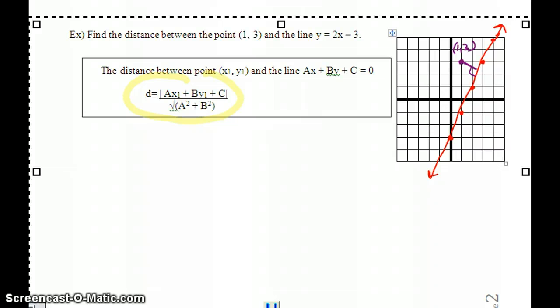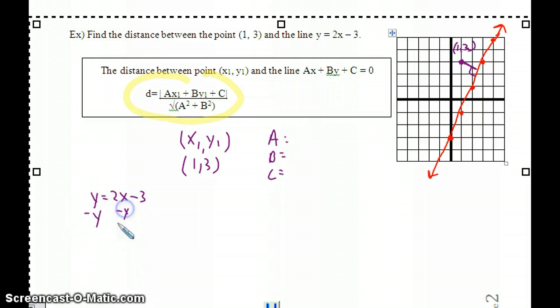x1, y1 is just the point. So for our problem here, that's going to be 1, 3. A, b, and c: you'll notice that a is the number in front of the x term. So for our problem, we would think that it would be a 2, but it's not going to be, because our problem has to be equal to 0.